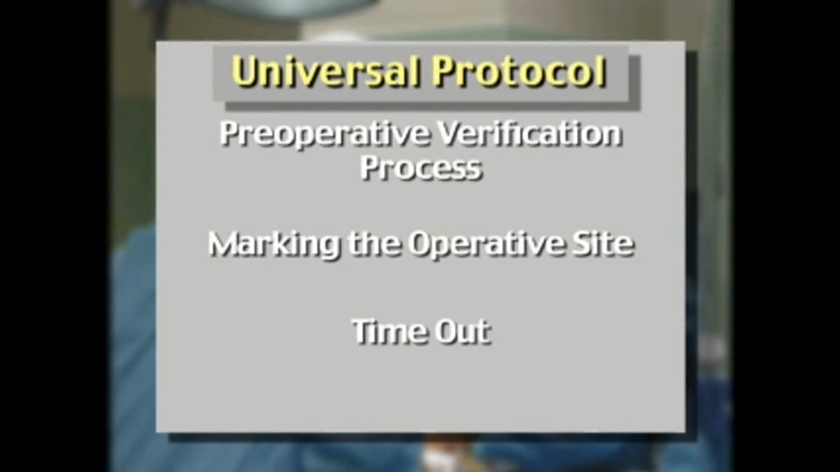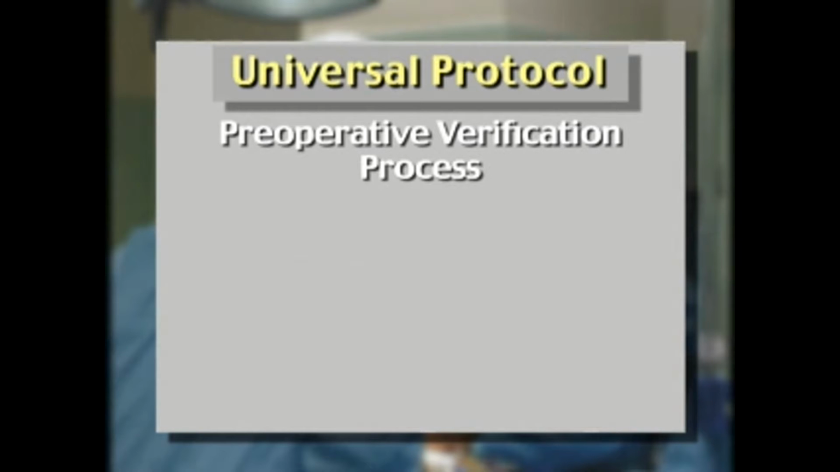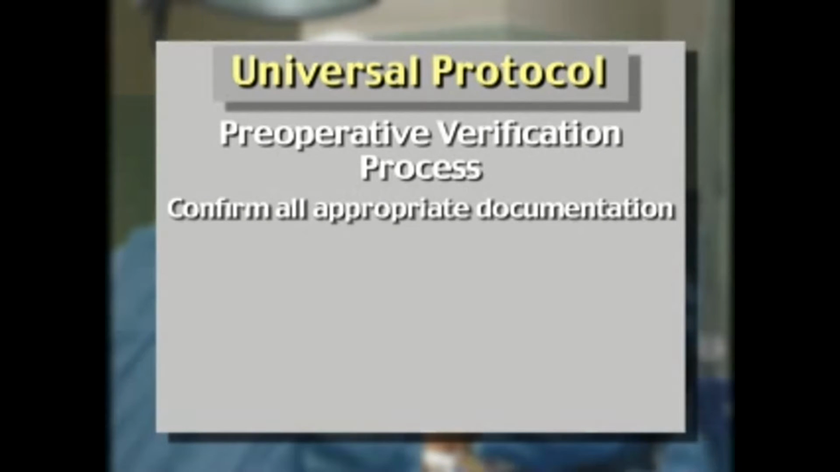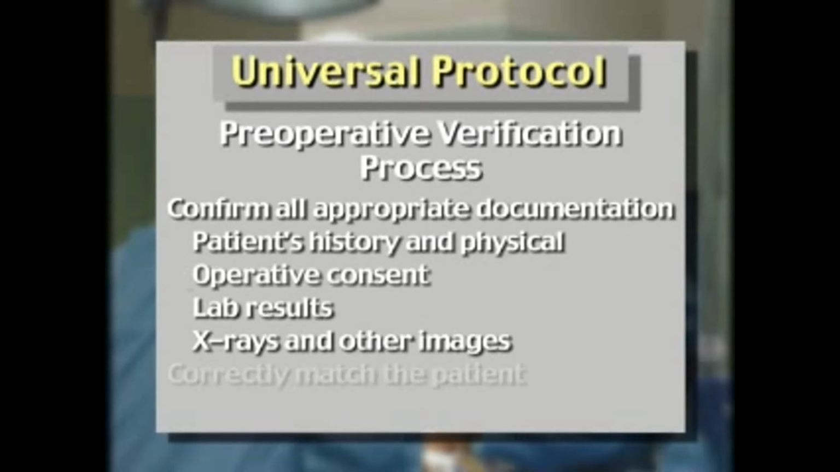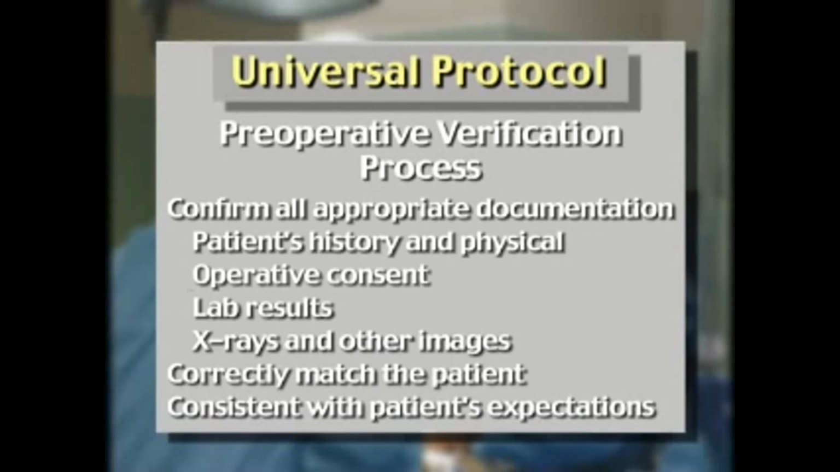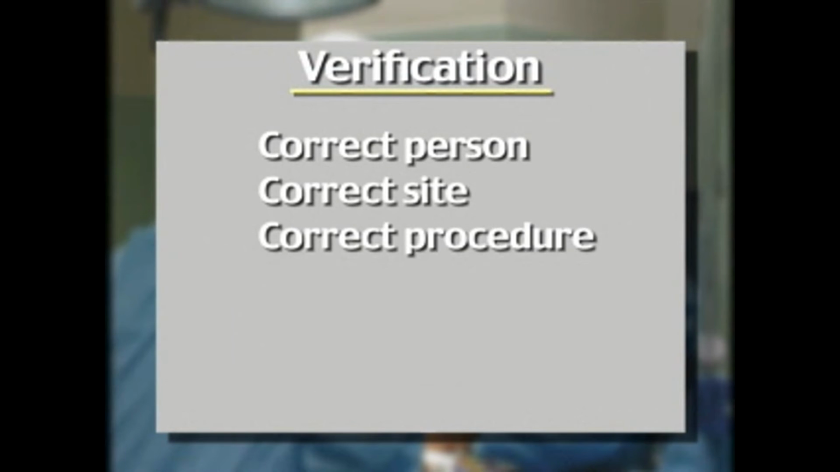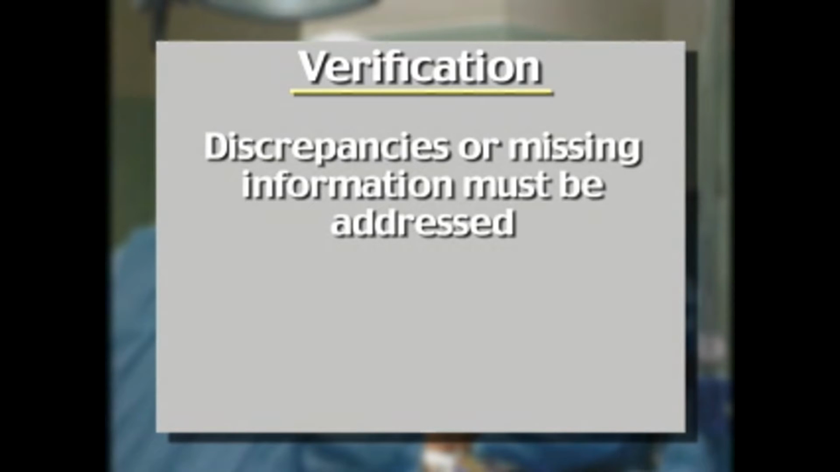First, the institution must implement a preoperative verification process to discuss and confirm that all appropriate documentation, including the patient's history and physical, operative consent, lab results, X-rays, and other images are available, correctly match the patient, and are consistent with the patient's expectations before any surgical or invasive procedures are performed in all settings, including bedside. Verification of the correct person, correct site, and correct procedure is an ongoing process and should involve the patient if possible. Any discrepancies or missing information must be addressed before beginning the procedure.